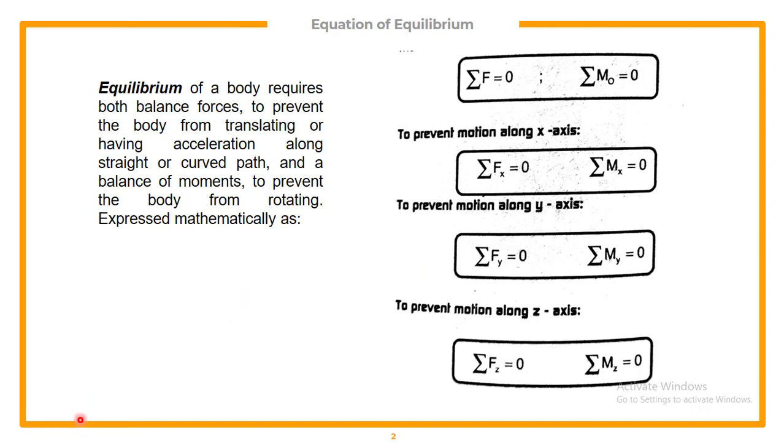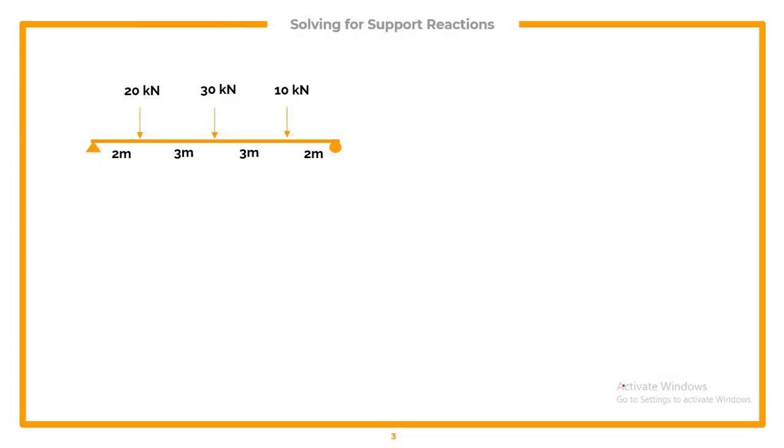Let me change this. Okay. So this is 3D, so we have it like this. This is our x-axis, this is our y-axis, and this is our z-axis. It's 3D, so it refers to a 3D illustration. Now we'll proceed to solving for the support reactions.